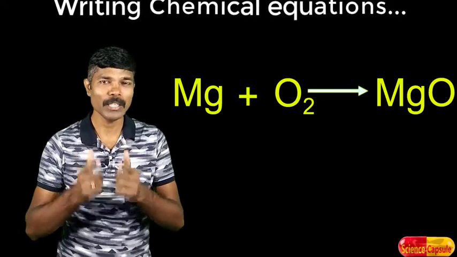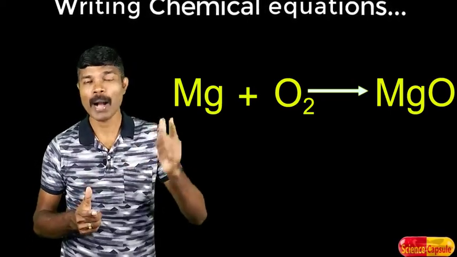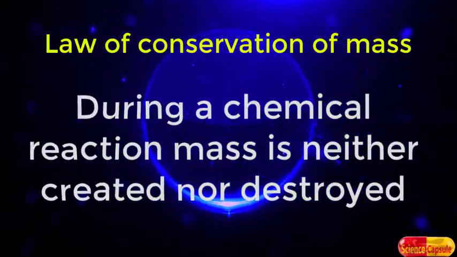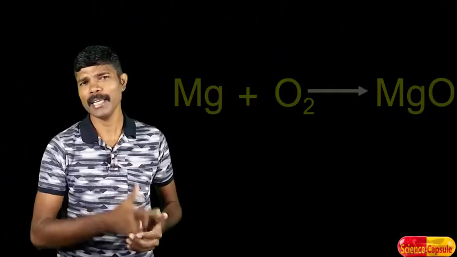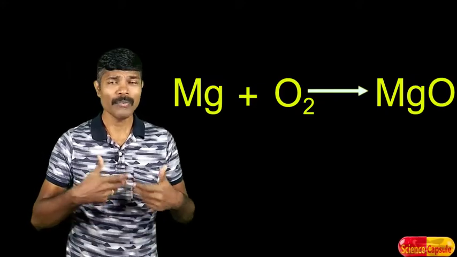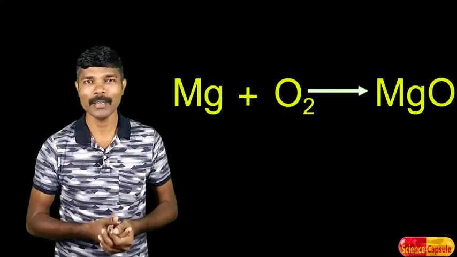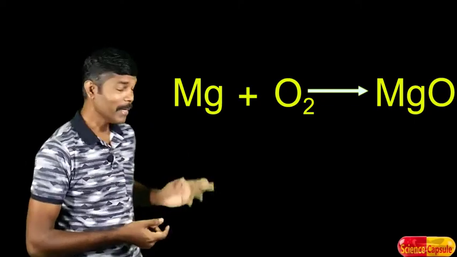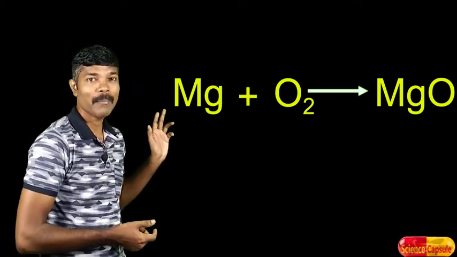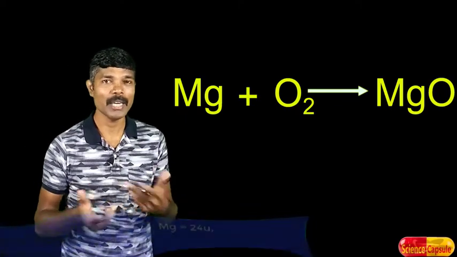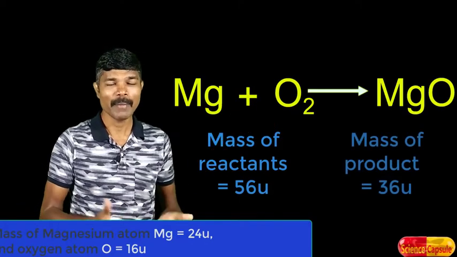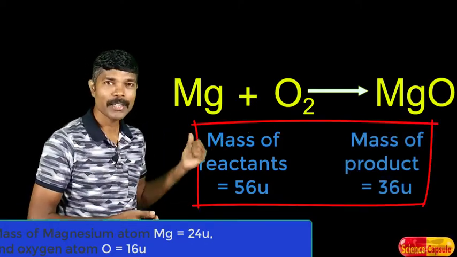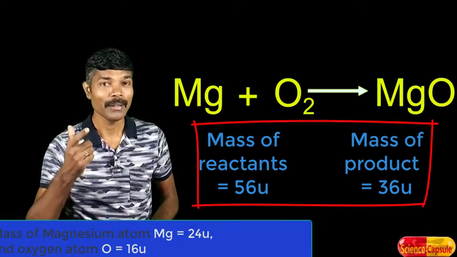Whenever we write a chemical equation, the law of conservation of mass, which you have studied in class 9, needs to be recalled. According to the law of conservation of mass, we have learnt in class 9 that during a chemical reaction, mass is neither created nor destroyed. So, we can say that mass is conserved in a chemical reaction. But in this case, the mass during the chemical reaction has changed. If you compare the mass of the reactant with the mass of the product, the mass is not balanced. Here we can see that mass is destroyed.